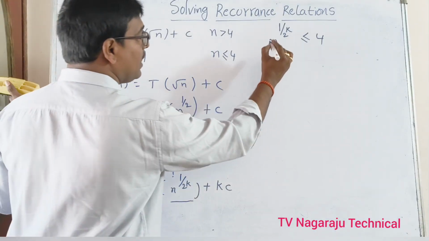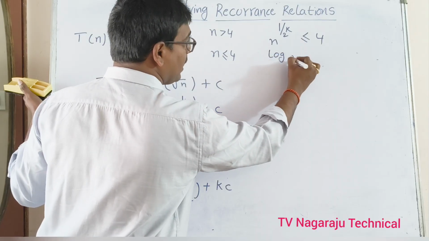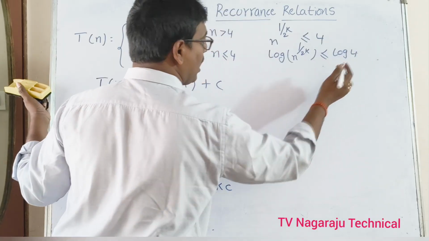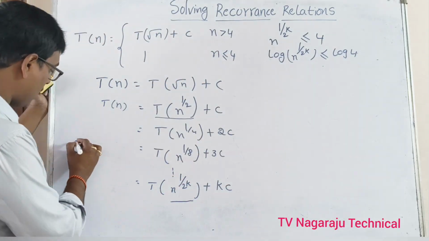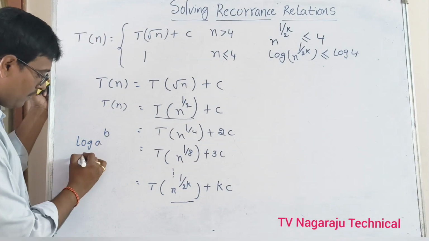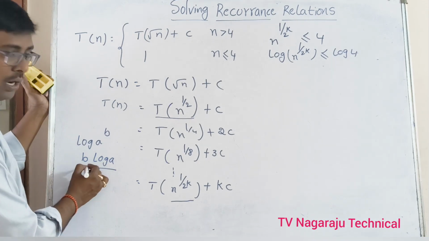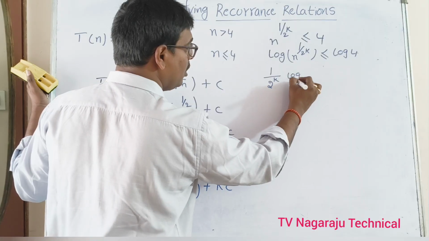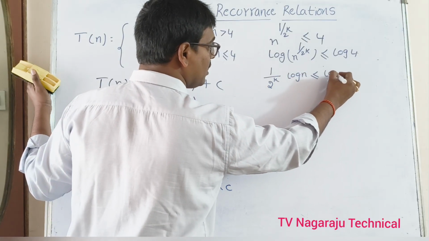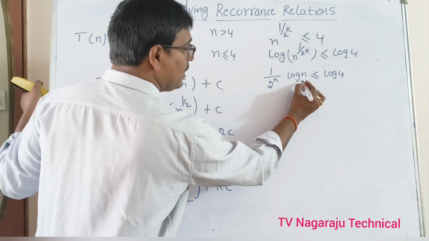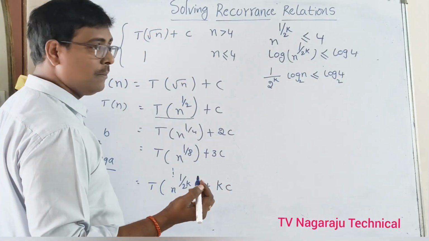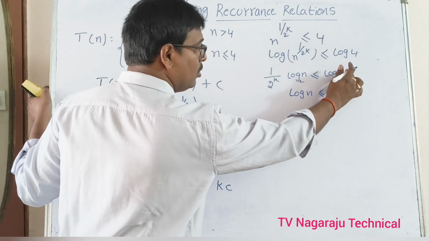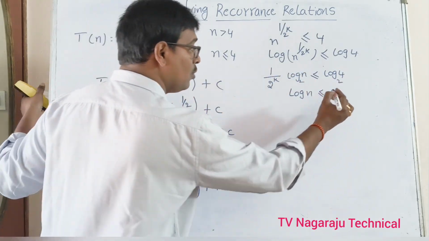Now take the logarithm. Log of n power 1 by 2 power k is less than or equal to log 4. You know the formula, log of a power b. What is the formula? b into log a. Similarly, 1 by 2 power k into log n is less than or equal to log 4. By default, the base is 2. Now, log n is less than or equal to log 4 base 2, whose value is equal to 2.